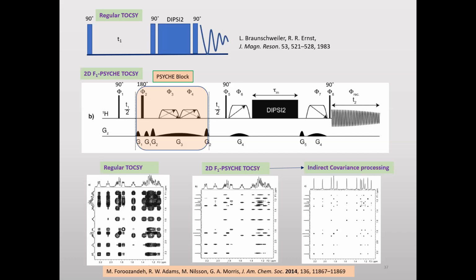You can see that the middle spectrum is the 2D F1 cytotoxic spectrum. The pure shift spectrum can be obtained in the indirect dimension, and therefore it has an order of magnitude higher resolution compared to the regular TOCSY experiment. And we immediately applied this F1 cytotoxic experiment to a metabolomic sample.